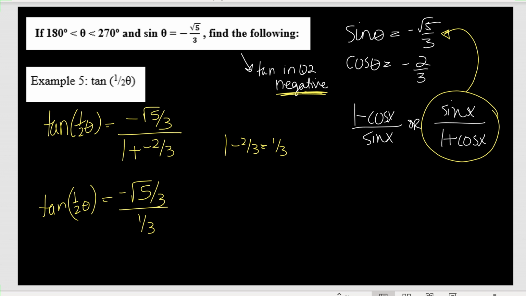Okay, hey, this one's not too bad actually. The numerator and denominator have the same denominator. So when we multiply by the reciprocal, we would end up getting a negative square root 5 over 1, which is just negative square root of 5.